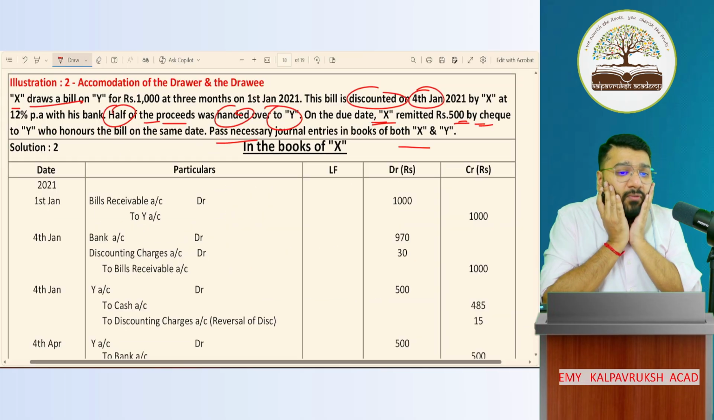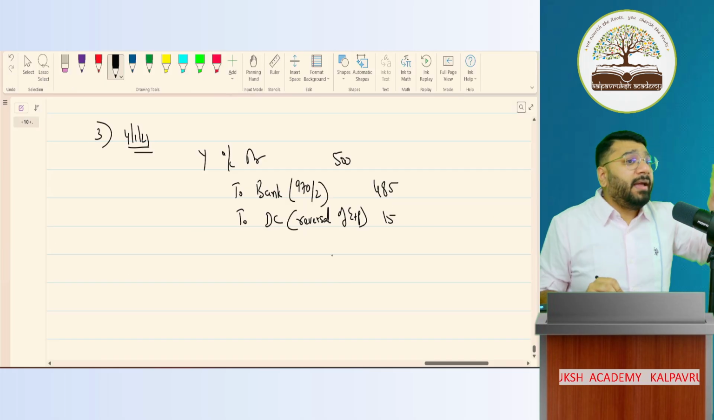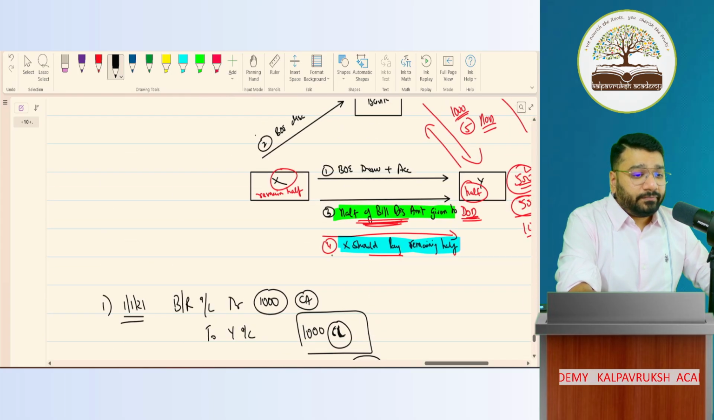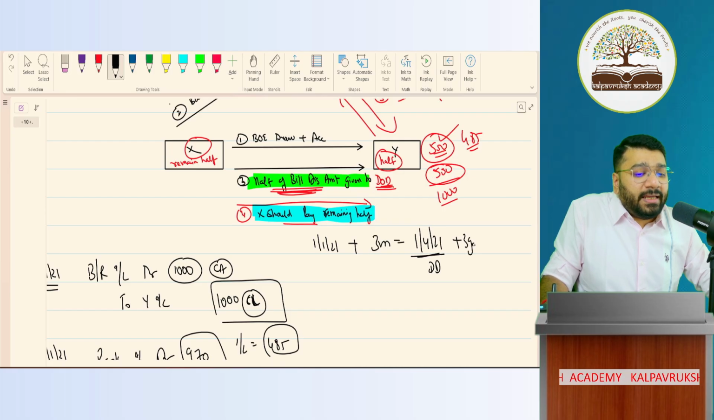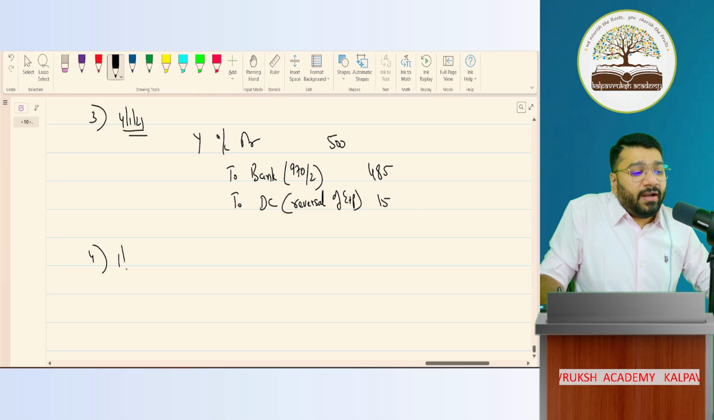Payment is done in the form of what? On the due date, X remitted 500 by cheque. I said due date, not maturity date. And for a cheque to clear, we need 2 to 3 days. So tell me, people, what is the due date? 1/1/21. With that, 3 months is how much? 1/4/21. This is the due date, plus 3 grace days. How much is maturity? 4/4/21 is the maturity date. So on the due date, 1 April 21, am I right?